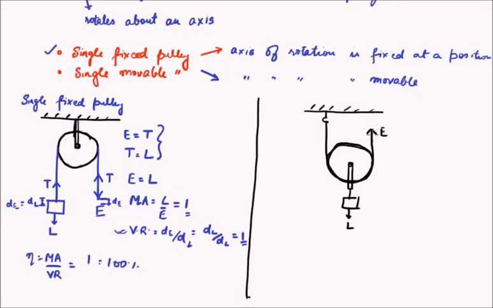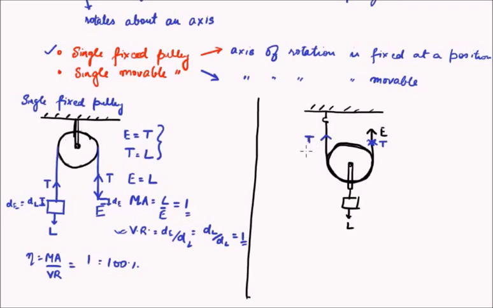Now since the effort is applied here to balance the load, there will be a tension created here. Let me do it with a different color. There will be tension in the opposite direction here, and as we saw in the previous case, the tension will be uniform throughout the rope. So rather, the tension will be in the upward direction towards the effort. So when the tension is here, there will be another tension component here with the same magnitude T, capital T.